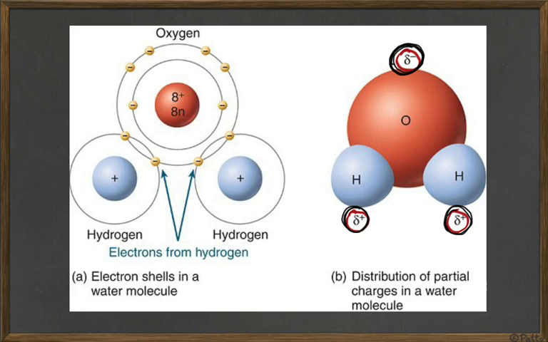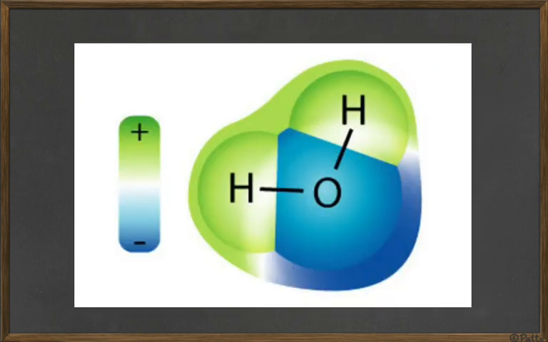These molecules are polarized because they have poles. They have negative poles, they have positive poles. These molecules are going to be polarized. So that's what we have here. The overall charge is slightly positive on the hydrogen side and slightly negative on the oxygen side.